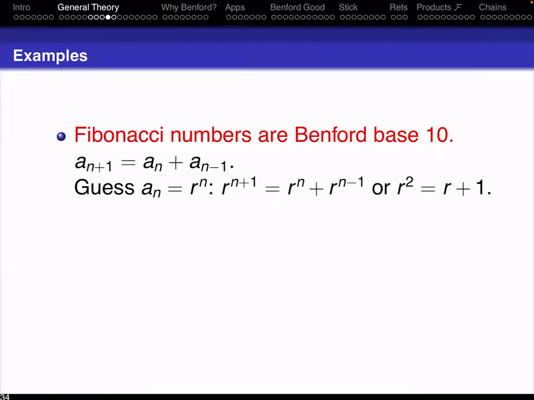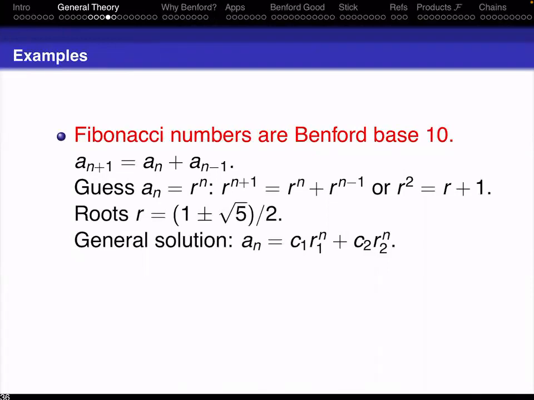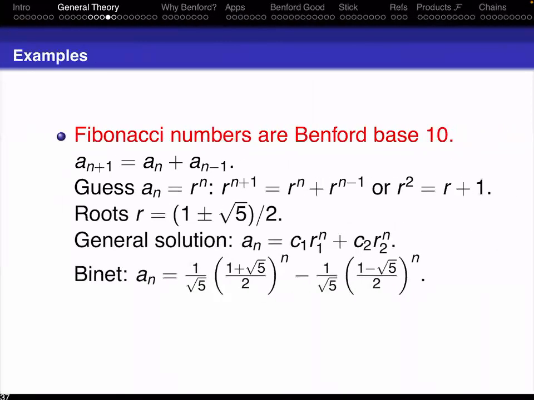You might recognize these slides. Guess a_n is r to the n. We plug that in, we get r squared equals r plus 1. And now when we try to solve, we see the roots are r equals 1 plus or minus root 5 over 2. And what's going on right now is we have a linear equation. If I take two solutions and add them, it's still a solution. If I take a solution and I rescale it, I multiply by 5 or 7, it's still a solution. So the general solution is of the form C1 r1 to the n plus C2 r2 to the n. And then I just choose C1 and C2 to satisfy the initial conditions, and you get Binet's formula.